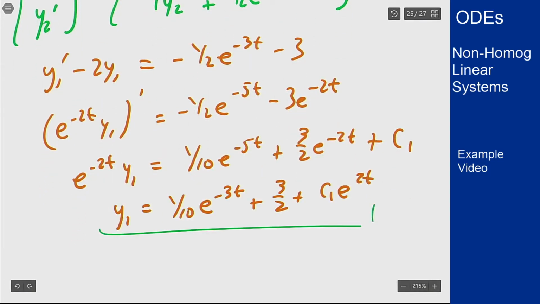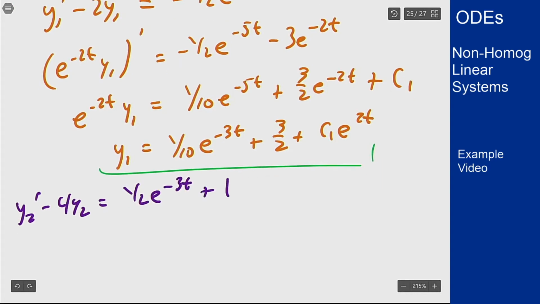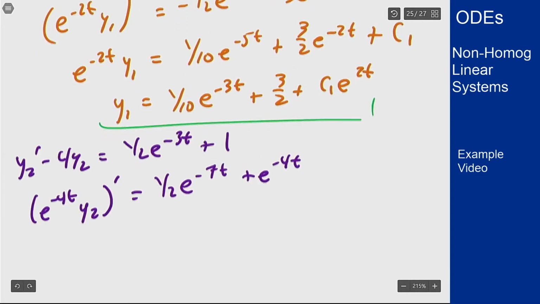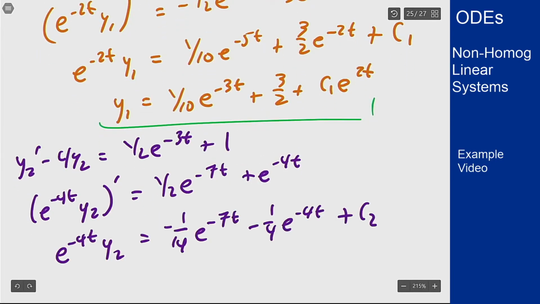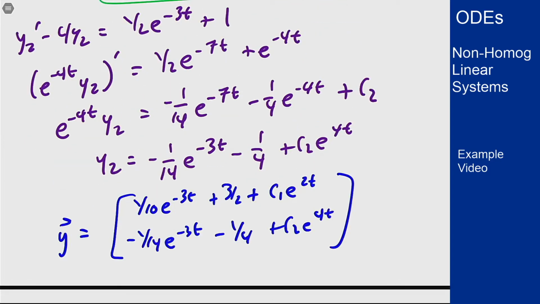You can do the same for y2, which satisfies y2 prime minus 4y2 is 1/2 e to the minus 3t plus 1. Integrating factor here is e to the minus 4t. So e to the minus 4t y2 prime is 1/2 e to the minus 7t plus e to the minus 4t. We integrate and then solve for y2, which then means our solution y is given by stacking these two up. And then finally we convert back to x by multiplying this by P.